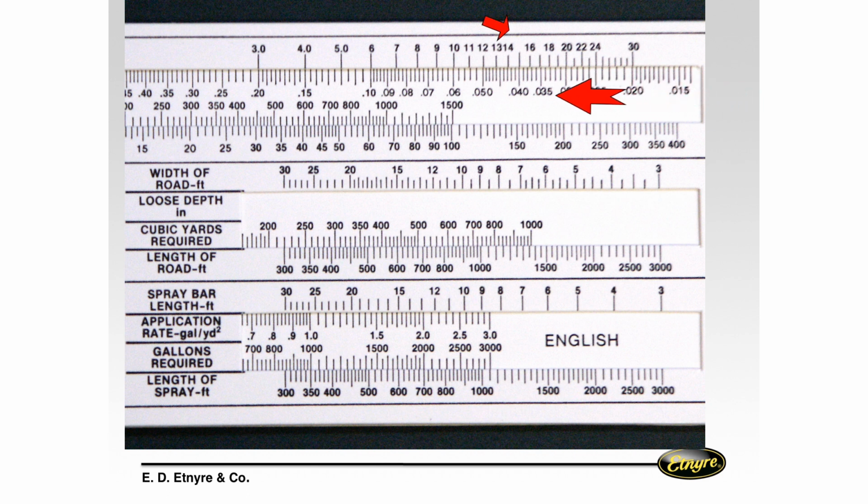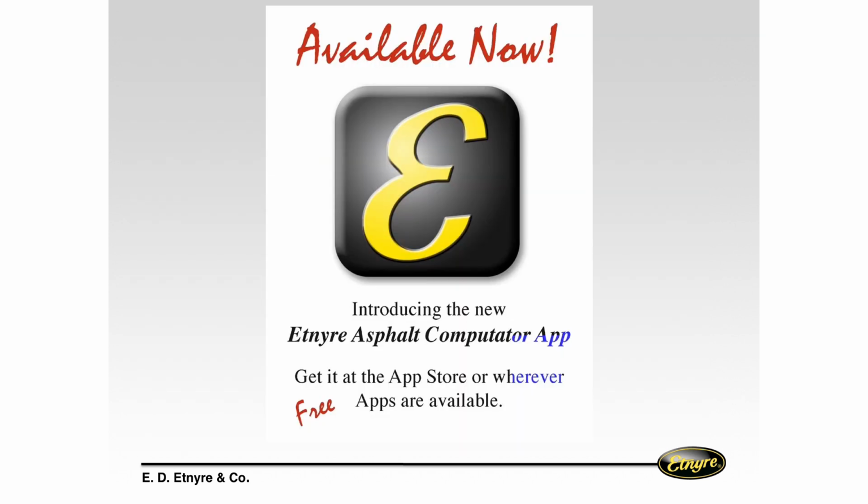As it moves over there, we're going to pick a speed of 450 feet a minute. So roughly, if I'm at 15 foot wide at 0.04, at 450 feet a minute, my pump's going to be turning 30 gallons a minute. It's just a rough example of how to use the computator. But in today's world, we can use an app.